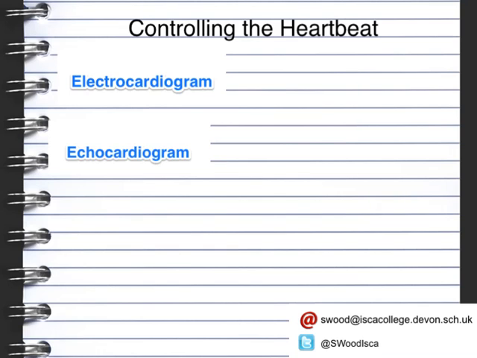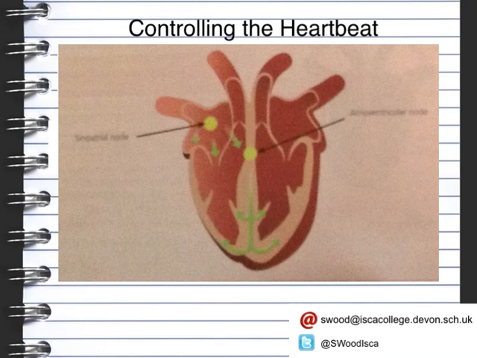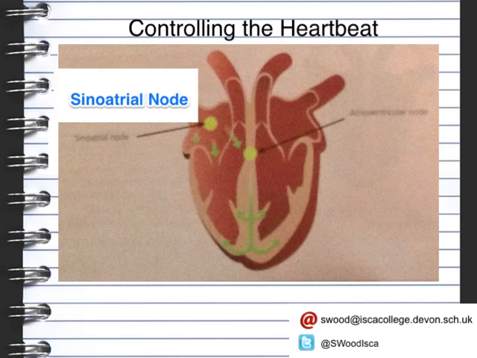Now, if we actually look at the heart here, we can see that we've got a couple of things that are highlighted. At the top there, we've got the sinoatrial node. That produces impulses that will spread across the atria to make them contract. You can see here that it's sending these impulses to allow it to contract.